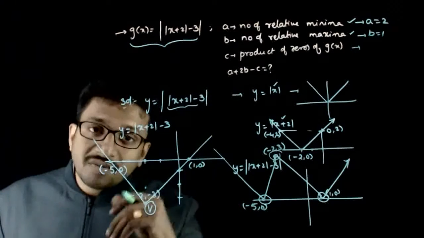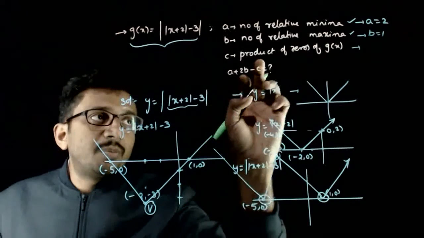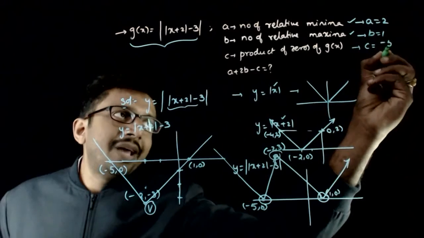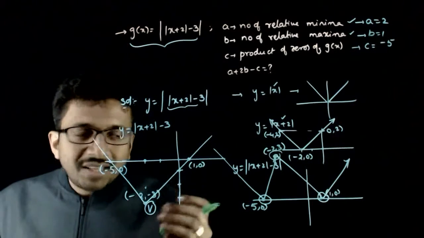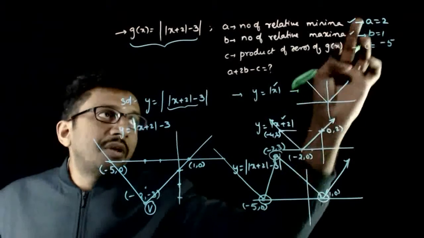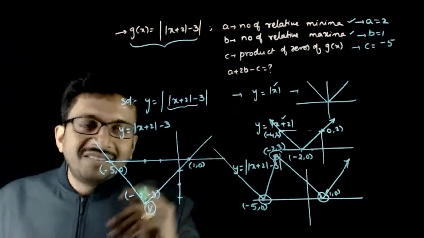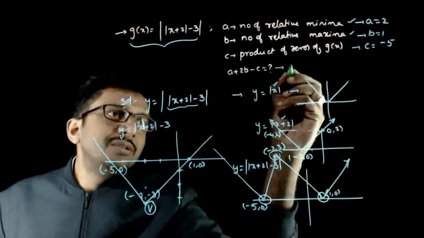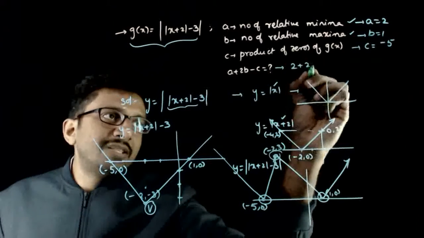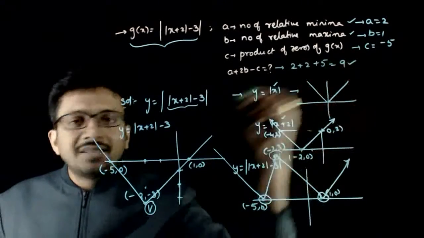So what are the zeros of g of x? One is minus 5, the other is 1. What is the product of the zeros? c is minus 5 into 1, which is minus 5. Zeros are the values of x where y is equal to 0. So a is 2, b is 1, c is minus 5. You are asked to find a plus 2b minus c. So 2 plus 2 minus of minus 5, which is plus 5. So 9 is the answer to this question.